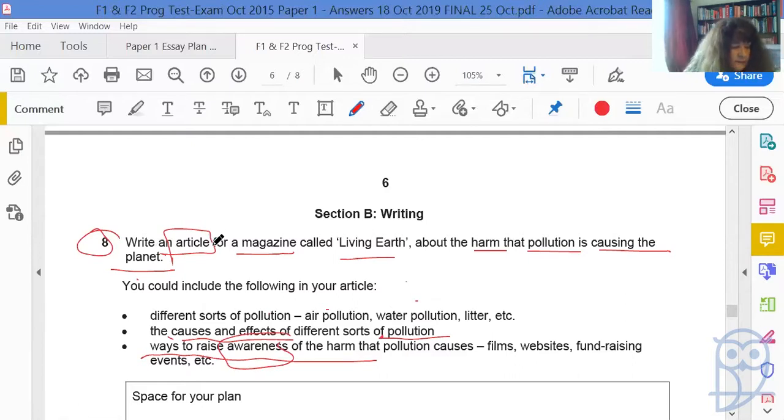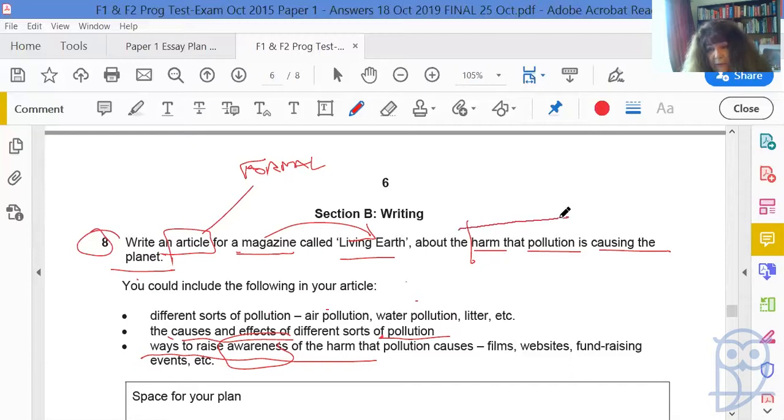Write an article. So in other words, we're looking at informative writing. We're going to inform people, we're giving them information. Okay, so we're going to be using formal language. The magazine called Living Earth. So that must be for fairly affluent people who can afford to buy magazines. Okay. What else? And again, here's your information that needs to be done. Harm that pollution is causing the planet.